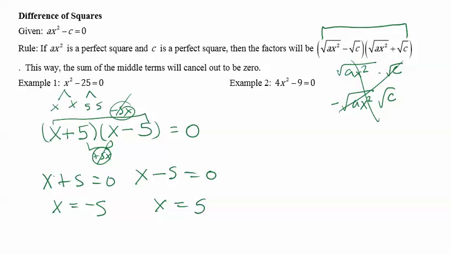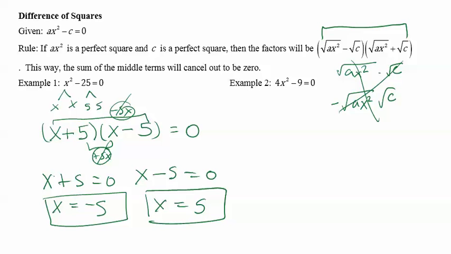So instead of the squares being the same number, the squares are actually opposites. These are my solutions to the factors. And, of course, I need to put those back into the equation and check. I should always do that.